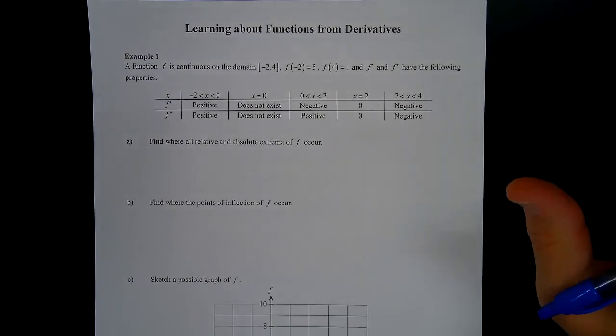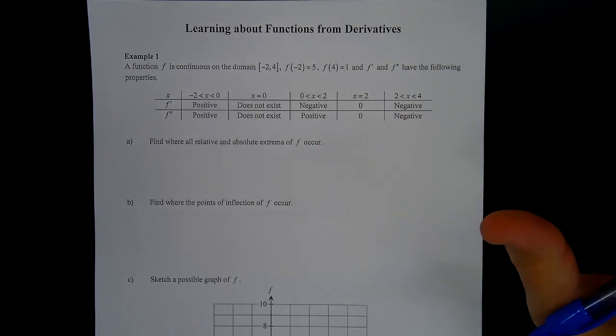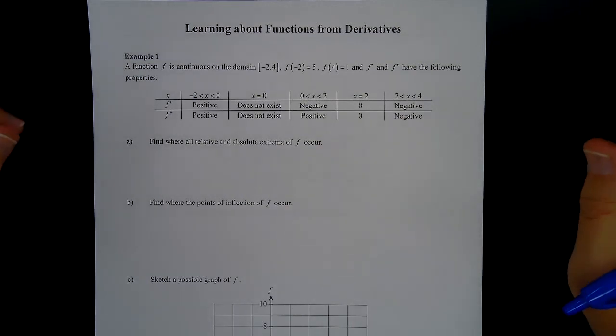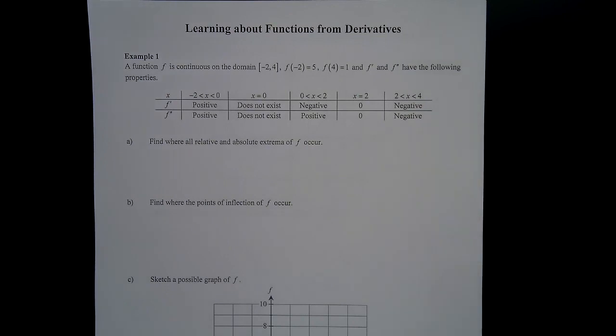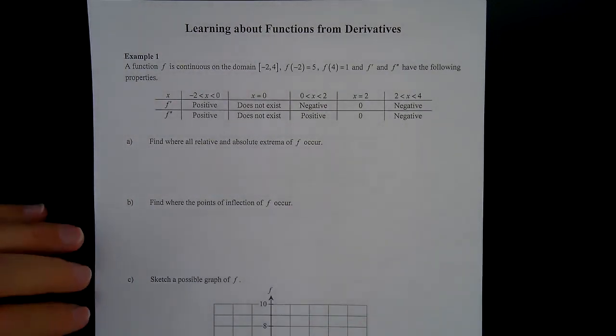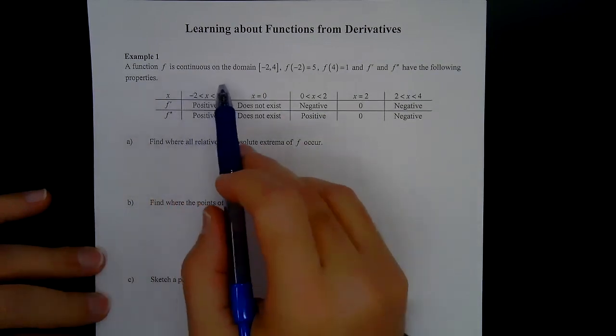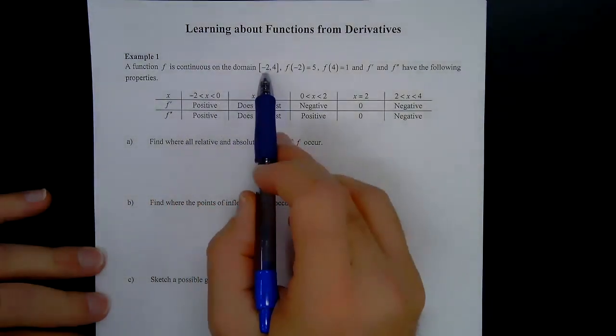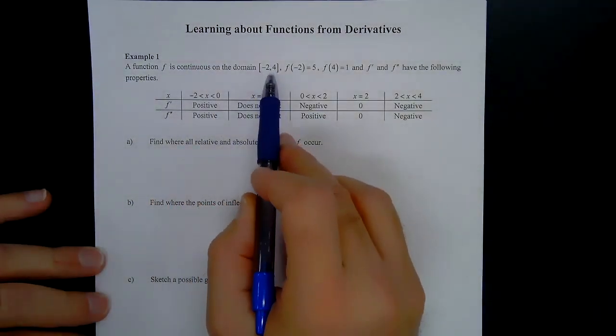So today we're going to talk more about functions and their derivatives and inflection points and extrema and all of that again, okay? The information that's going to be presented is going to be slightly different than what we've been seeing, okay? So here we go. Function f is continuous on the domain -2 to 4. So that means the function has no breaks, okay?